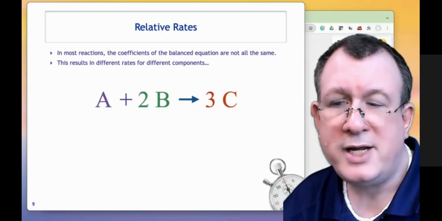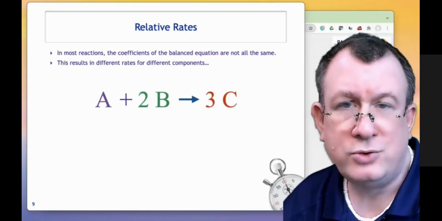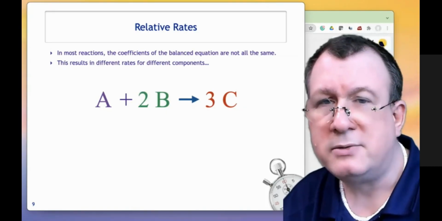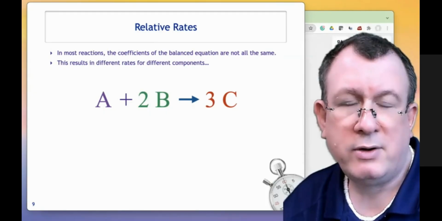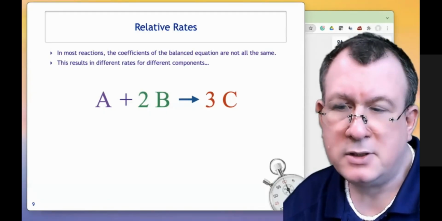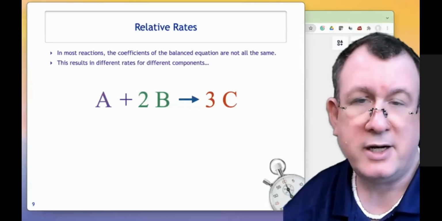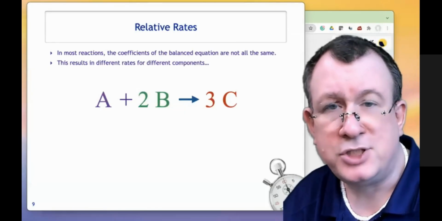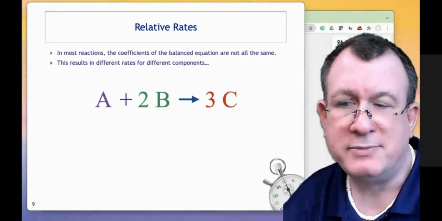So if the rate of change of A is -2 molarity per second, what's the rate of change of C? It would be +6, right? In other words, A is being burnt up, B is being burnt up at twice the rate of A, and C is being produced, in other words, flip the sign, at 3 times the rate of A.